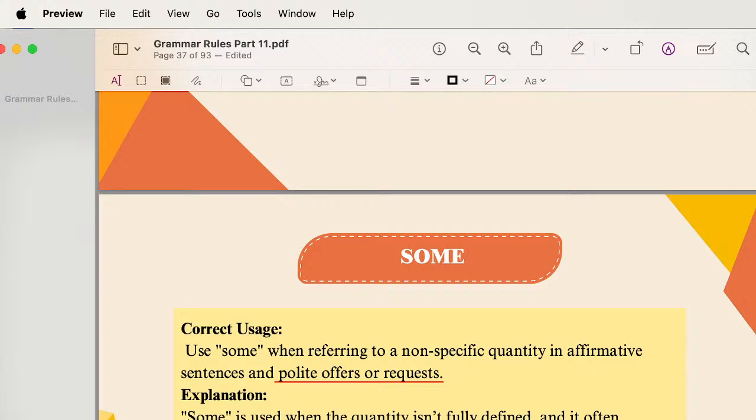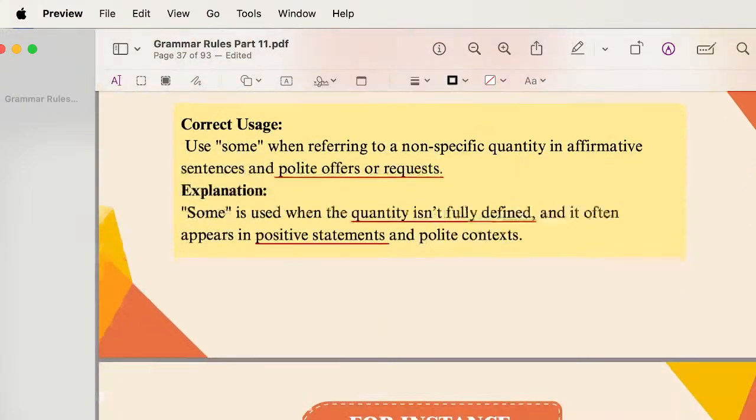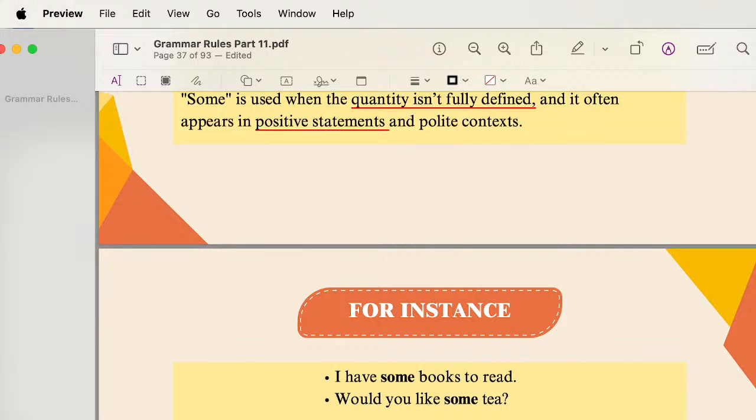I have some strawberries. That means कुछ तो है. You're not saying it negatively, but you're saying it positively, that I have some strawberries left, don't worry, we can eat them. So some is used in a positive context. I have some books to read. Would you like some tea? Some tea मतलब क्या आप थोड़ी tea पीना चाहेंगे? This is how you say it. So it is always used in a positive context.